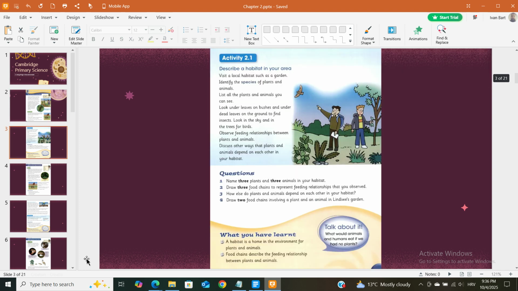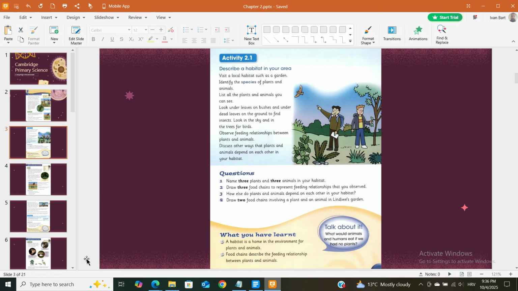Activity 2.1. Describe a habitat in your area. Visit a local habitat such as a garden. Identify the species of plants and animals. List all the plants and animals you can see. Look under leaves, on bushes and under dead leaves on the ground to find insects. Look in the sky and in the trees for birds. Observe feeding relationships between plants and animals. Discuss other ways that plants and animals depend on each other in your habitat.